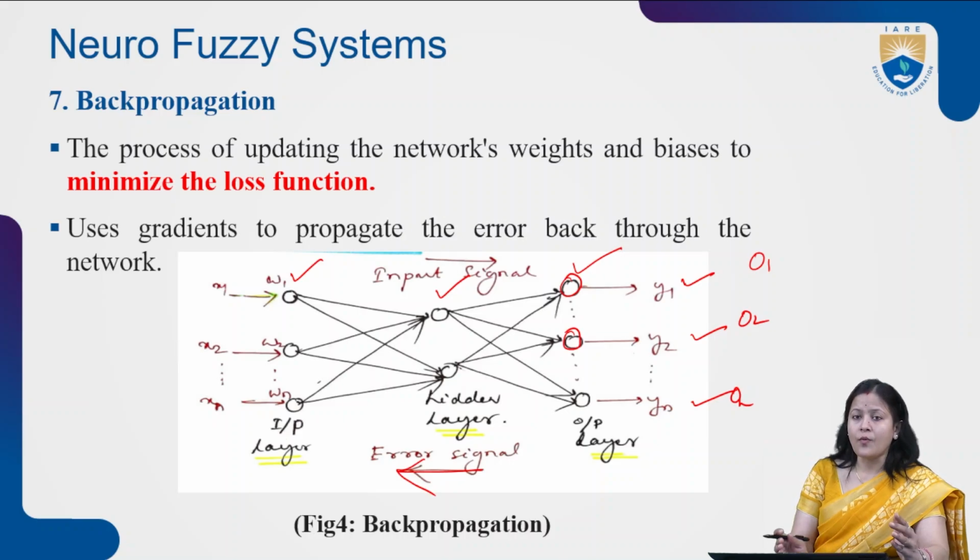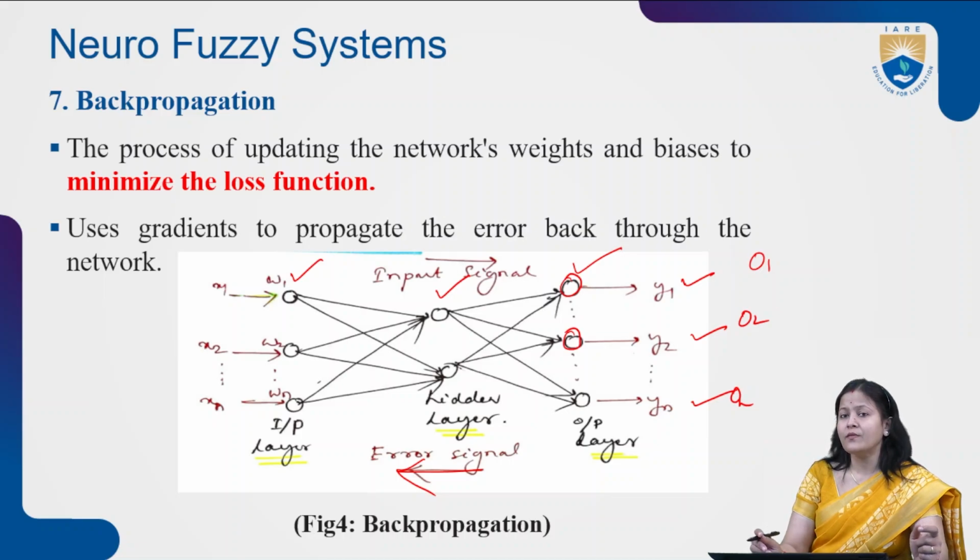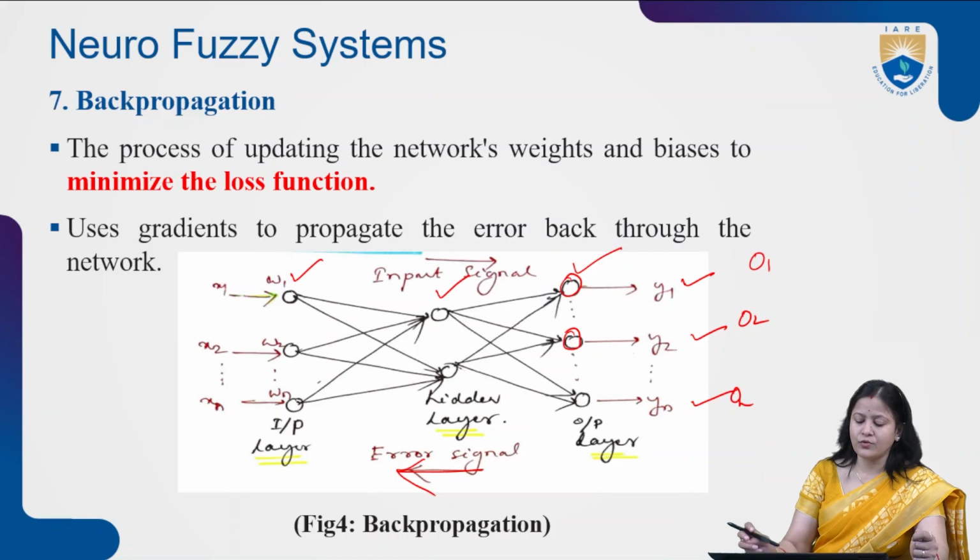Up to what time will the error be propagated, forward and backward? Until both the outputs, y1 and o1, are approximately equal, meaning they are closer to each other. Until then, the process will continue with both forward and backward propagation. So it uses the gradient to propagate the error back through the net.